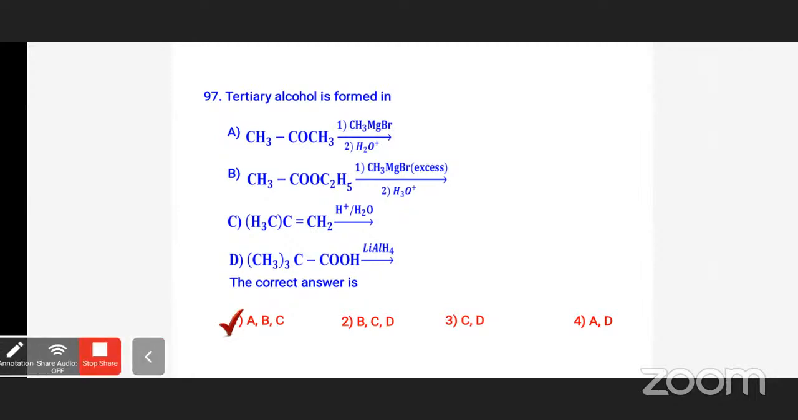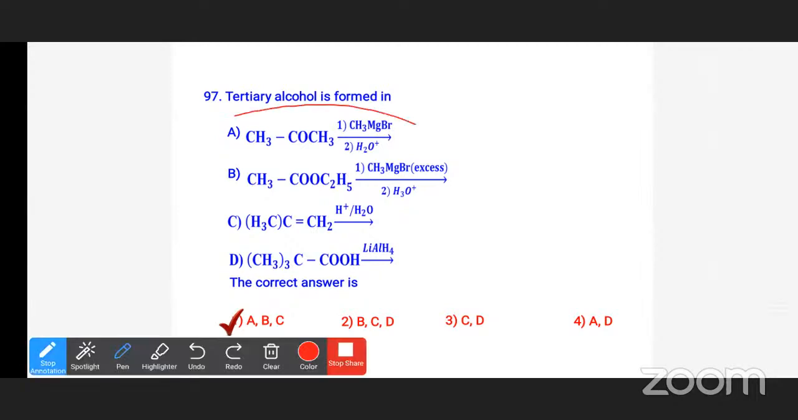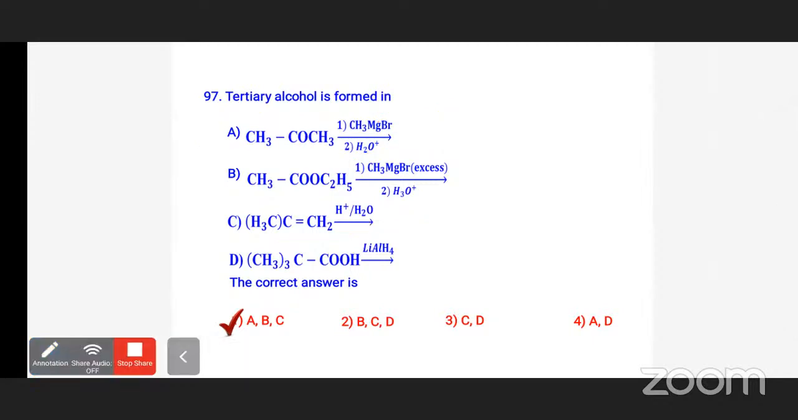Here, the ketone reacts to form an alcohol. The ethyl ester is hydrolyzed. The carboxylic acid and the alkene in the presence of H+ and H2O lead to formation of alcohol. So the above three options are the right options for formation of alcohol, but the fourth option does not form alcohol. So A, B, C is the right option.